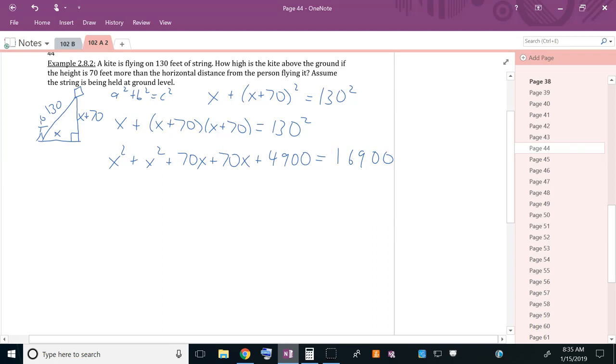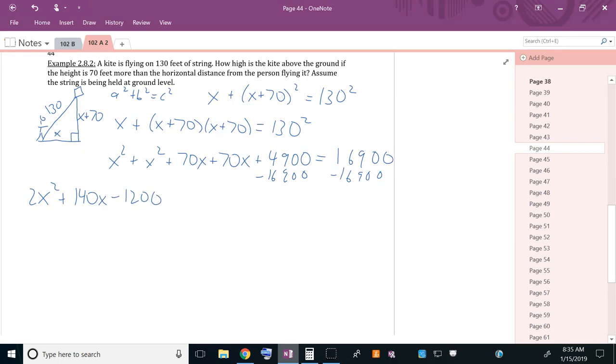16,900. Now remember, I need to have a 0, so let's add up the x squares, let's add up the 70x's, and I am also subtracting that 16,900. And if I do that subtraction, I will get negative 12,000. Now at this point, I'm going to factor out a 2, just because they are all even, and smaller numbers generally make my life a little bit easier. Remember, any constant that we pull out in front, we can just cross out. It does not affect our final answer, because 0 divided by 2 is still 0.